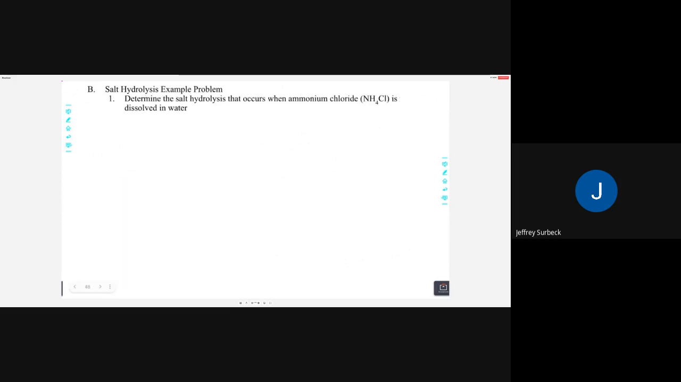Okay, so let's try an example here. We have ammonium chloride, which is a solid. So ammonium chloride is NH4Cl. Now, ammonium splits apart from chloride. And so if it's dissolved in water, that's what we're showing here, we get two things. Number one, NH4 with a positive charge, AQ, dissolved in water, plus Cl minus, AQ, dissolved in water.